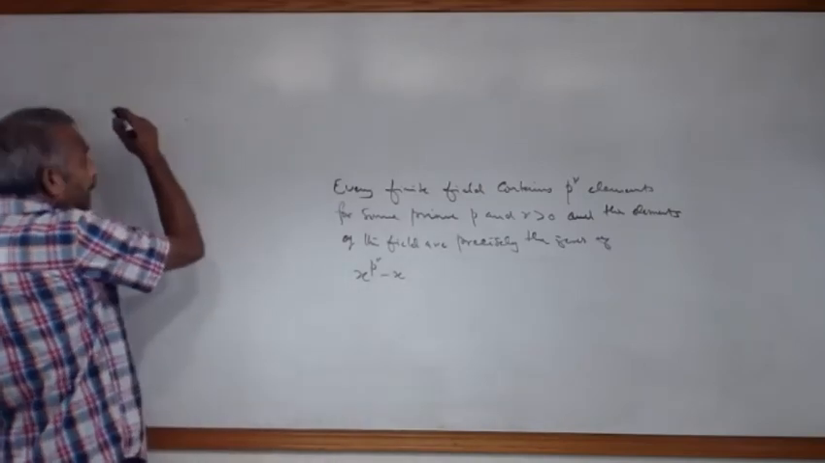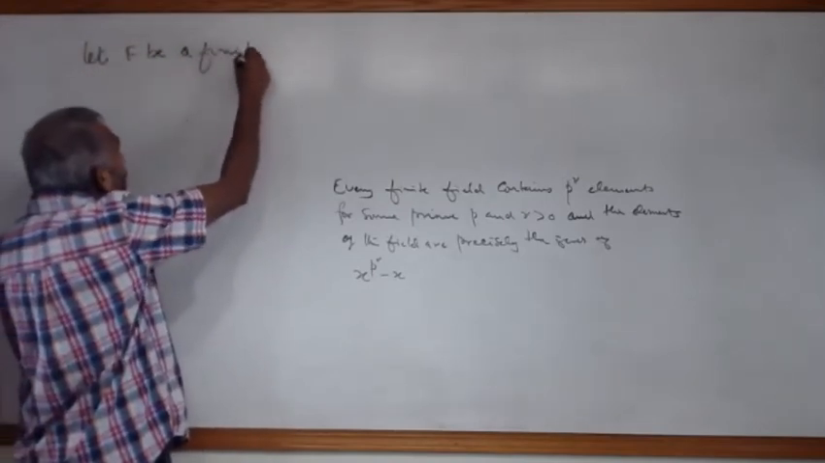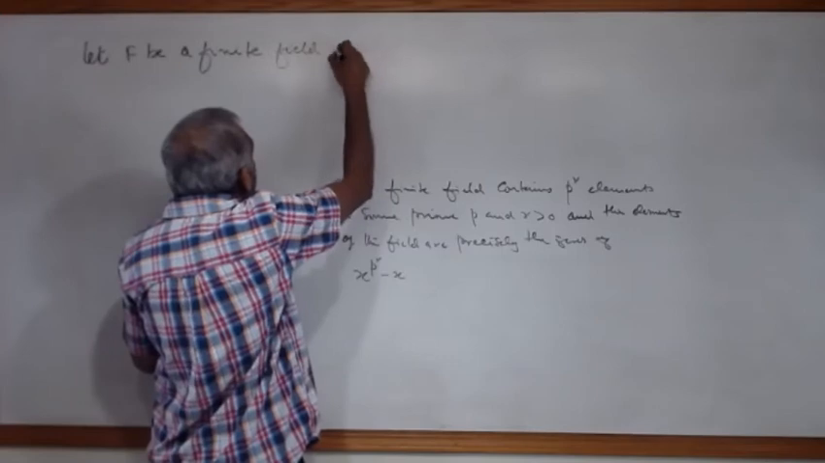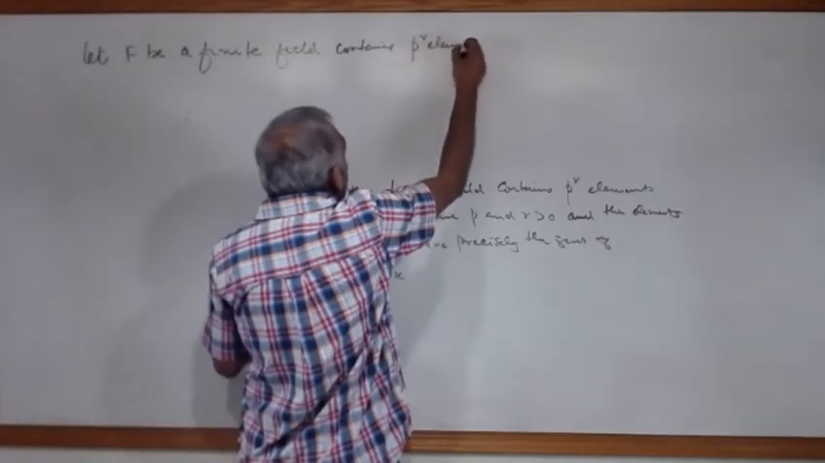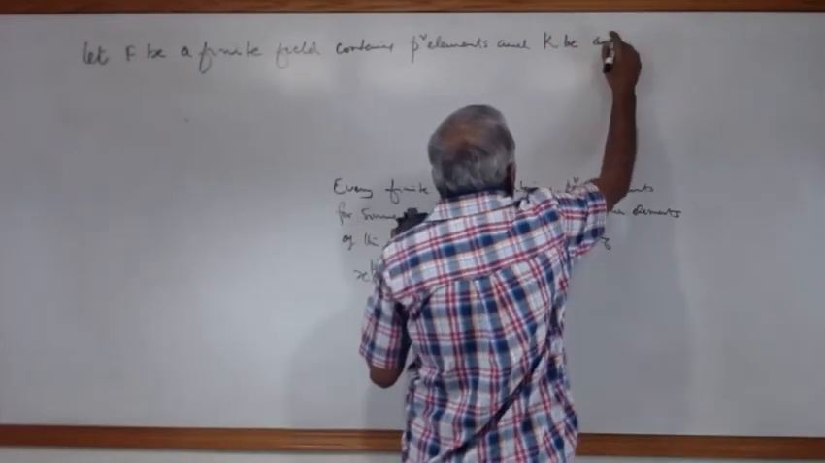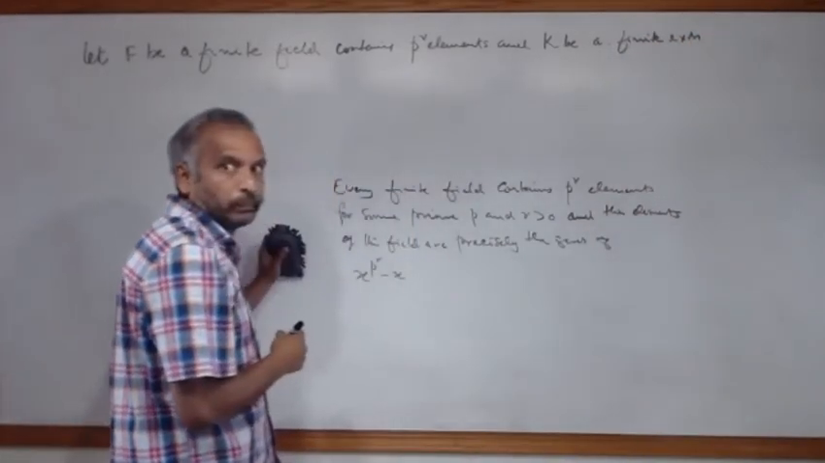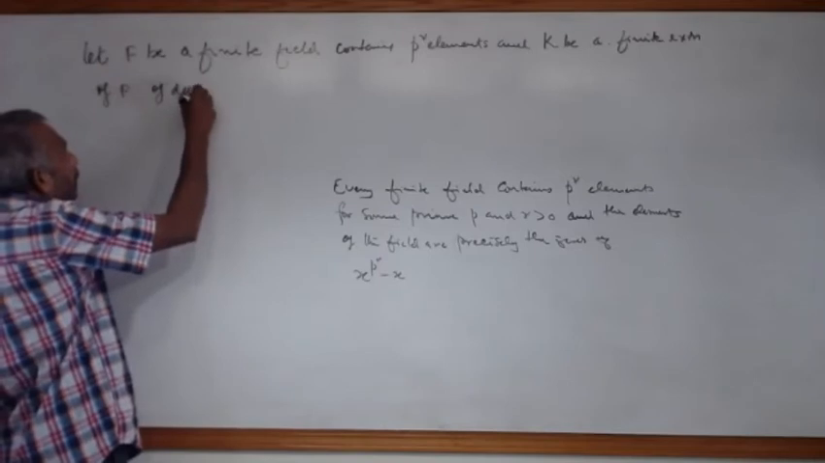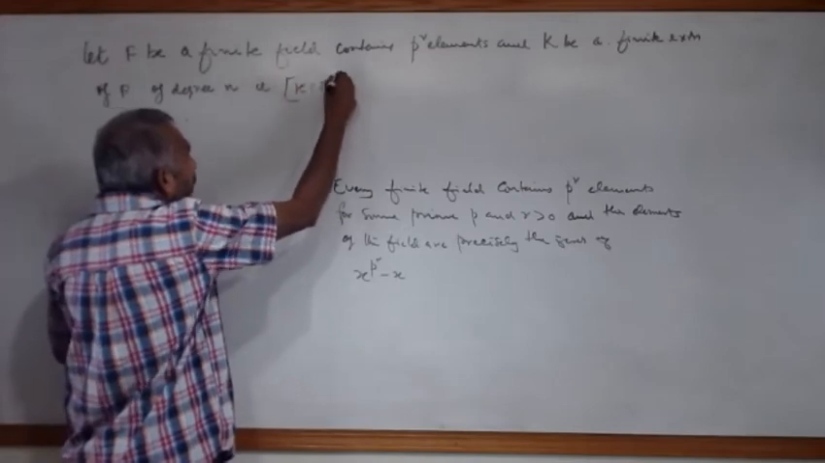So let us consider a finite field. Let F be a finite field containing p to the power of r elements and K be a finite extension of F of degree n, and that is the degree of K over F is equal to n.